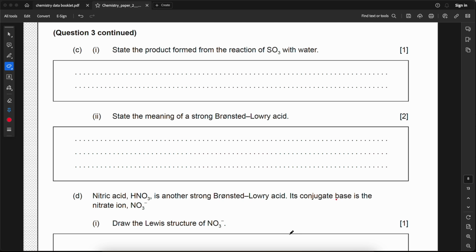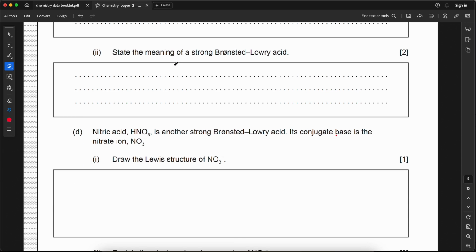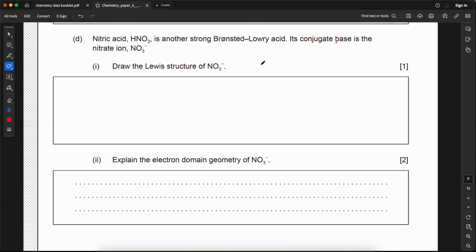There is S there, sulfur. So when it reacts with water, it will produce sulfuric acid. State the meaning of a strong Bronsted-Lowry acid. So a Bronsted-Lowry acid is a proton donor, okay? And because it's strong, it means that it fully dissociates. If it's weak, it partially dissociates. Nitric acid, HNO3, is another strong Bronsted-Lowry acid. Its conjugate base is the nitrate ion.